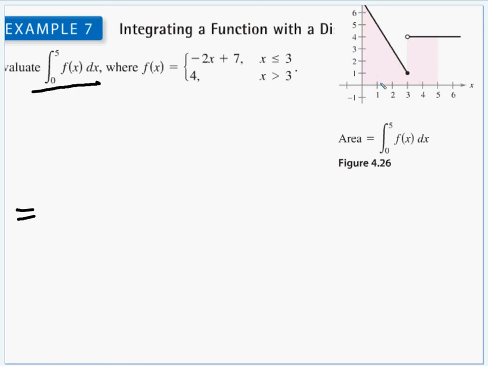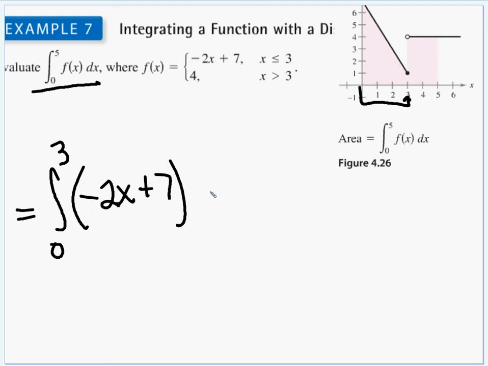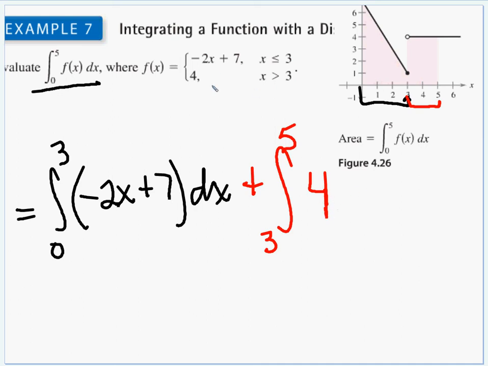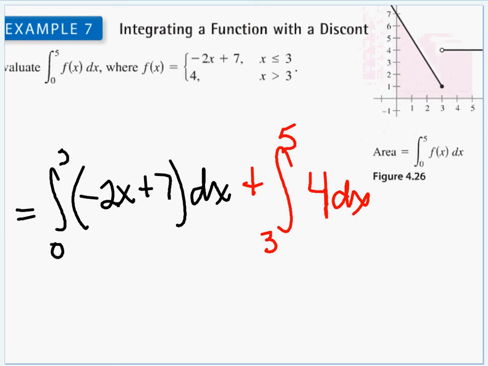We can do one integral from 0 to 3, the transition number, and that's just going to be the top piece of the piecewise, -2x plus 7 dx. And then we've got some more area, so we're going to add another integral, and this one starts at 3 and goes to 5, and that's just going to be 4 dx. So our common shapes are a rectangle and a trapezoid. Let me move that a little bit down so we can see it.